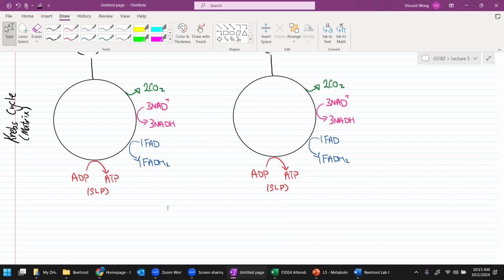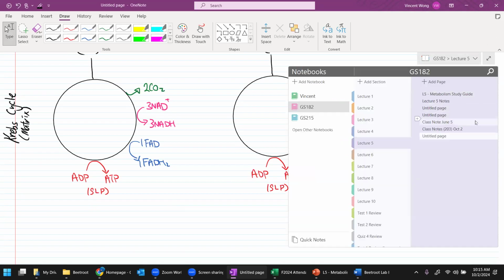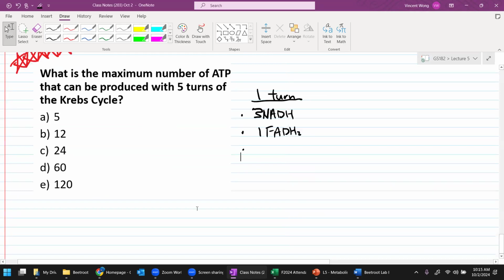Let's do this again. One turn of the Krebs cycle will create 3 NADH, 1 FADH2, and 1 ATP. Now you might wonder, why? Where do we get these numbers? Don't worry about it, we can just take it for granted, okay? So, 3 NADH, 1 FADH2, and 1 ATP directly, right?